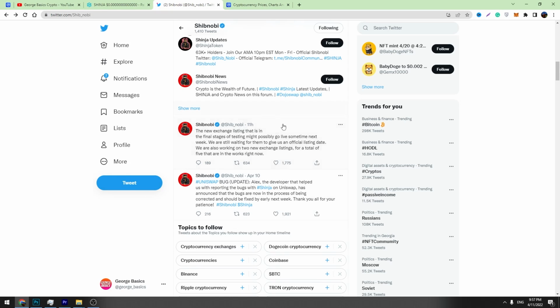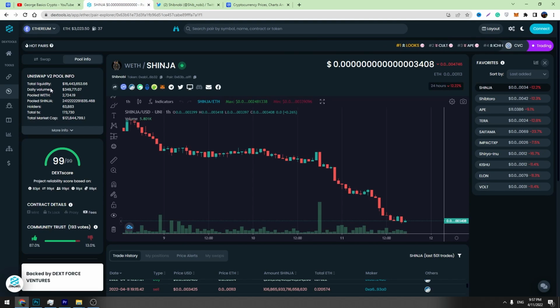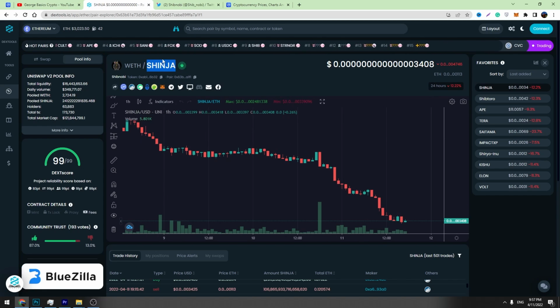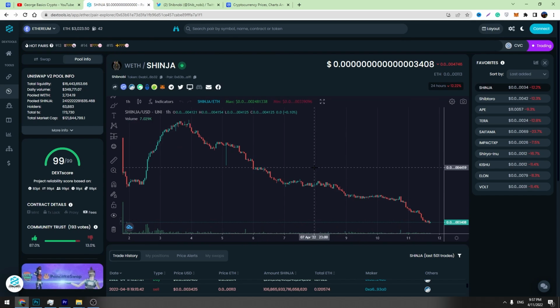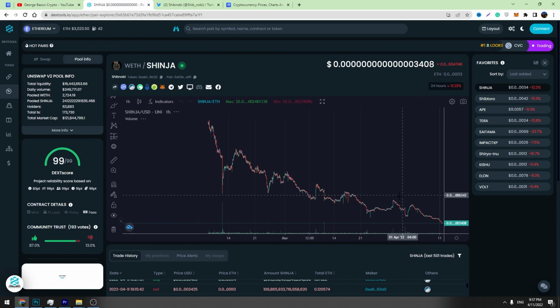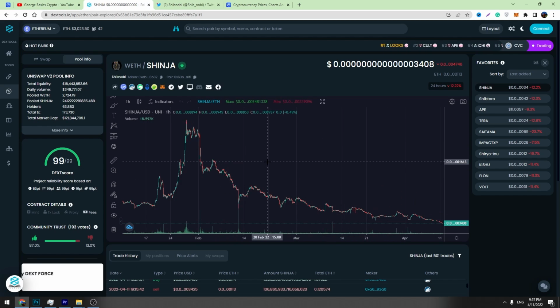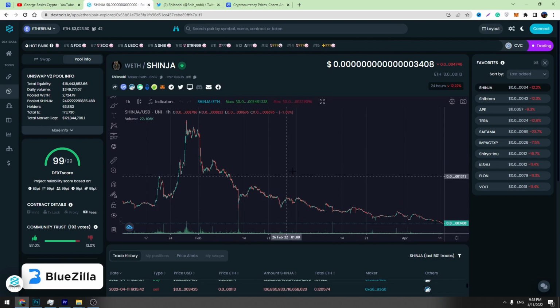So these exchange listings are very, very important. We need to increase daily trading volume, and when we reach more than $10 million daily trading volume, there will be a good chance to list on tier 1 exchanges. And these tier 1 exchange listings are really, really important for coins such as Shibnobi, because Shinja needs this catalyst. You can see that we are in the dip, the price is very low, so we need something huge to happen to recover from this dip. So tier 1 exchanges will be a great solution to solve this situation.